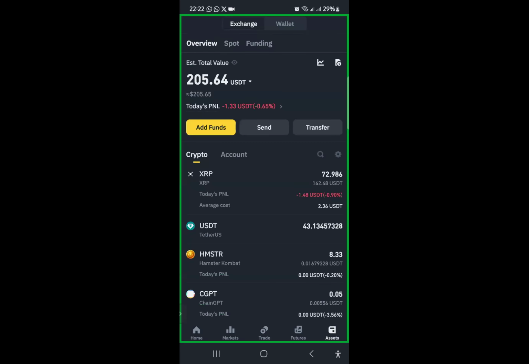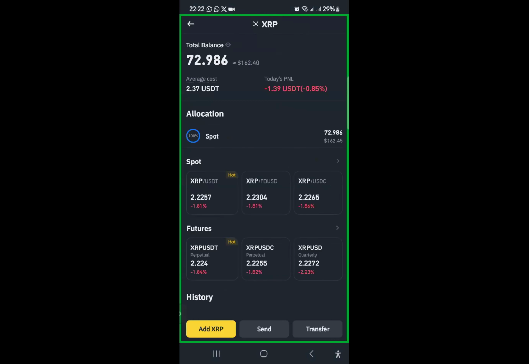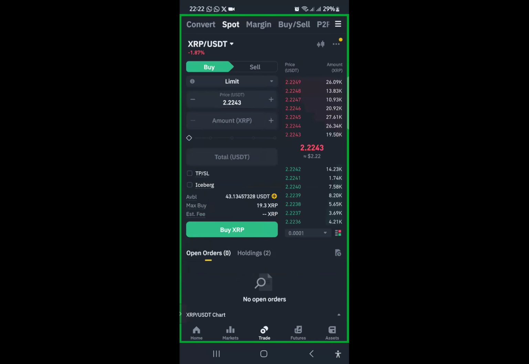Tap on the XRP. Okay. Then tap on XRP USDT. Under the spot, you see XRP USDT. Yes. Good. Then tap on sell. What are we selling? We are selling XRP to get USDT. Now tap on the limit order and let's choose market.